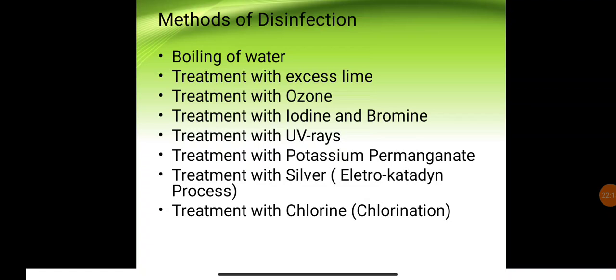Disinfection of water. The sum of the hypochlorous acid, hypochlorite ions and molecular chlorine in a sample of water is termed as free available chlorine. So what do we call free available chlorine? Whatever hypochlorite ions and hypochlorous acid are present in water, we call that free available chlorine.